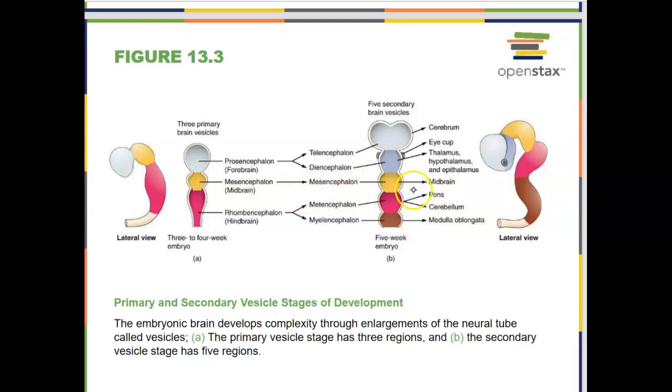The mesencephalon, which is the midbrain. The midbrain is interesting because this is going to become kind of like the deepest parts of the brain. We'll talk about that later. And then the back part called the rhombencephalon, which breaks into the metencephalon and the myelencephalon. Metencephalon is the pons and the cerebellum.